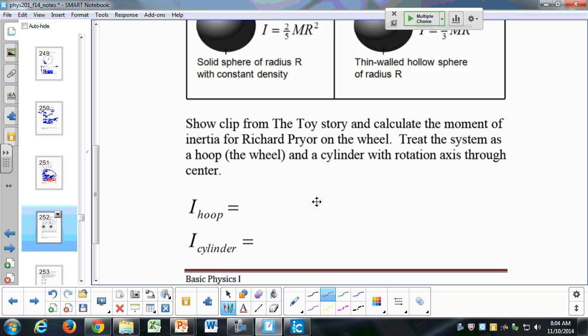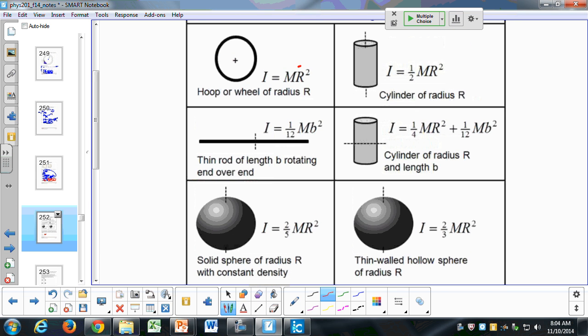Is he going to rotate about this axis, or is he going to rotate about this axis? The second one, right? Because he's rotating around, more particularly, about this axis. But if you're really a cylinder, it doesn't matter, because you're symmetrical. So we can just treat it as a hoop and a cylinder. The hoop has a moment of inertia of mr squared. That's in this table up here that we've already defined.